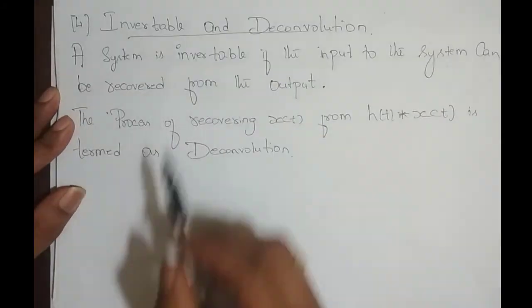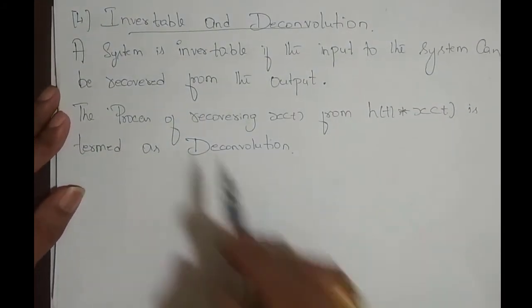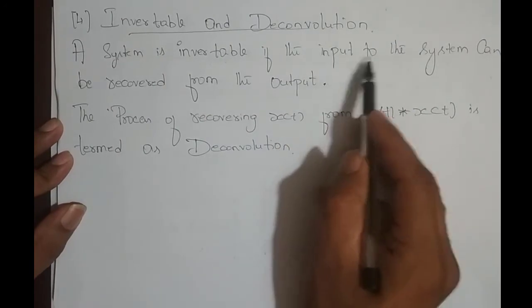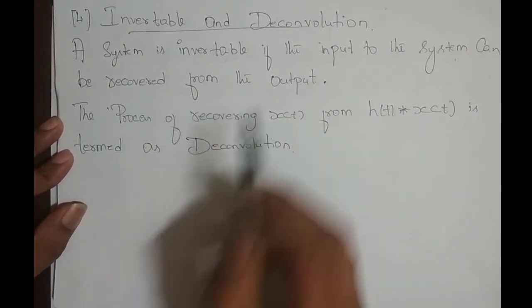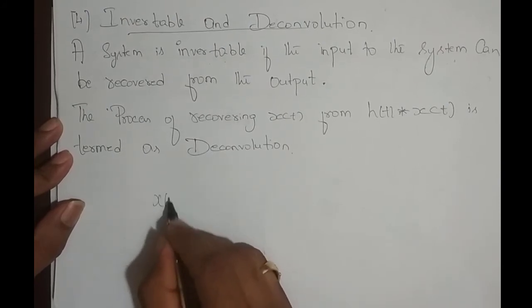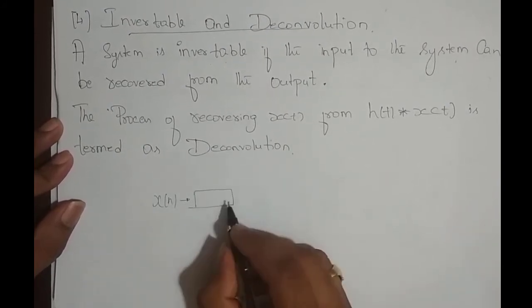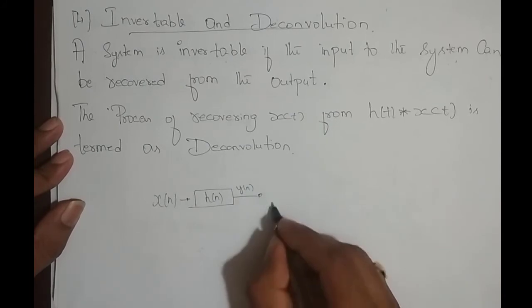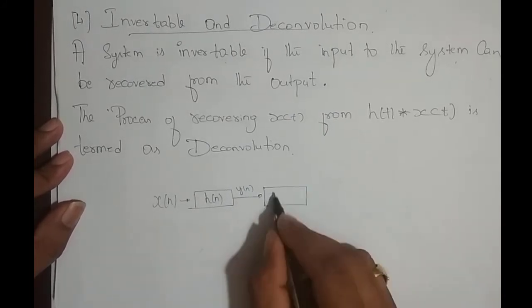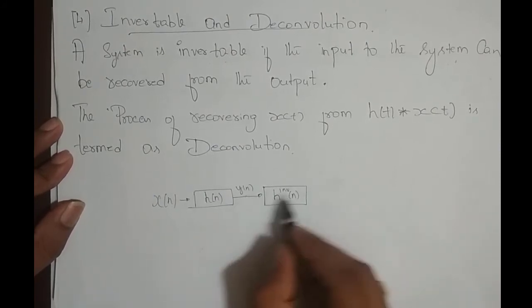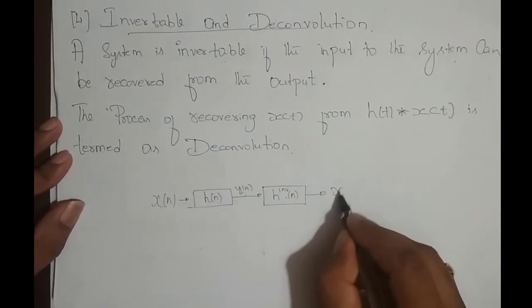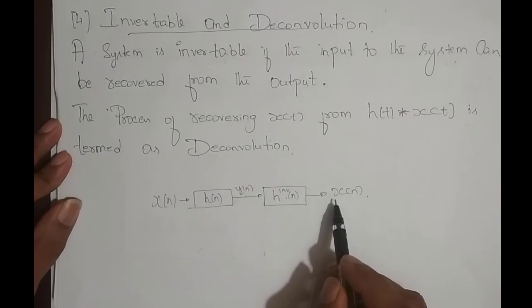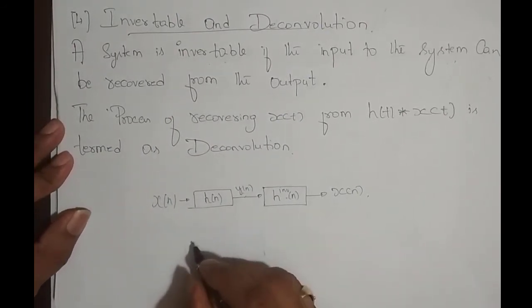Now, invertibility and deconvolution. As we discussed in system properties in the initial videos, a system is invertible if the input to the system can be recovered from the output. For example, if I have an input x of n and I feed it to a system with impulse response h of n, I get an output y of n. If there exists an inverse system, which we call h inv of n, and I feed this y of n to it, I should get back my x of n. Then the system is said to be invertible.